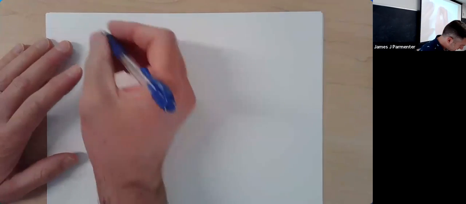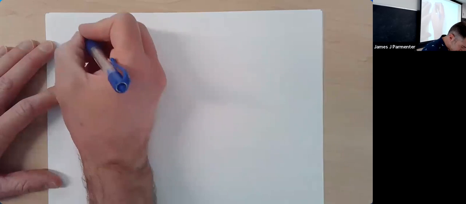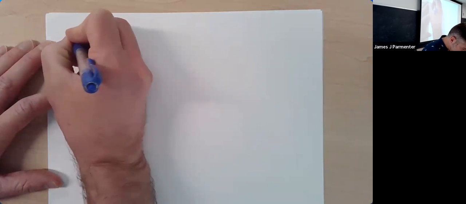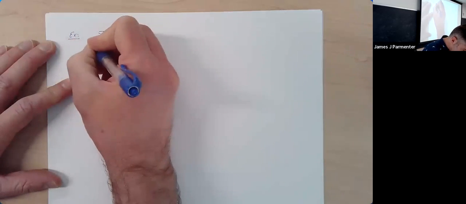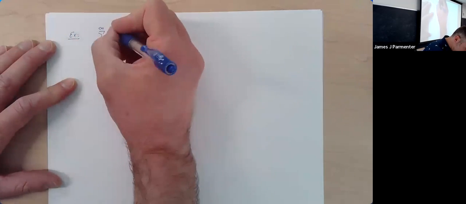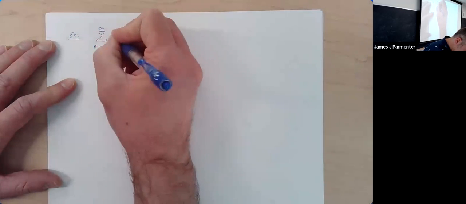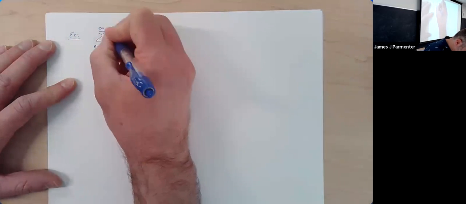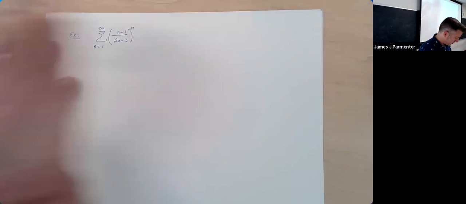Oh, and I think there's a homework question for Cal that is, as far as I know, a hard question to answer, but I do know the answer to it. But let's look at something like this for a second. So let's say we have the sum from n equals 1 to infinity of (n plus 1 over 2n plus 3), all raised to the nth power.